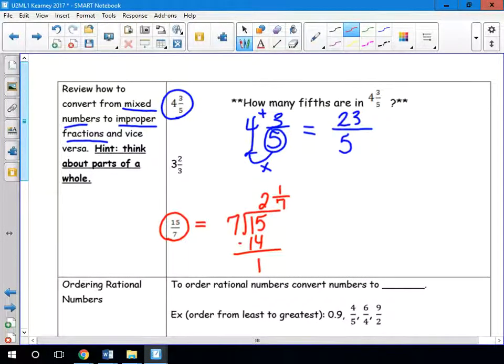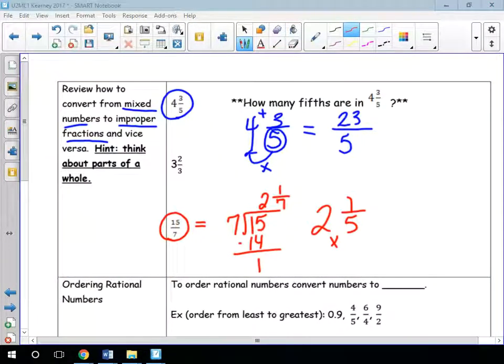Okay? And we can check that to see if that's correct by going the opposite direction. Just like we just said, 5 times 7, I wrote that wrong. 2 times 7 is 14, plus 1 is 15 over 7.